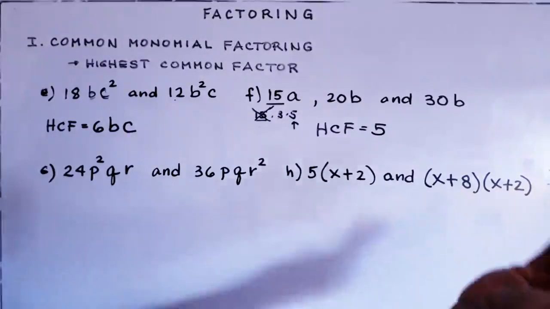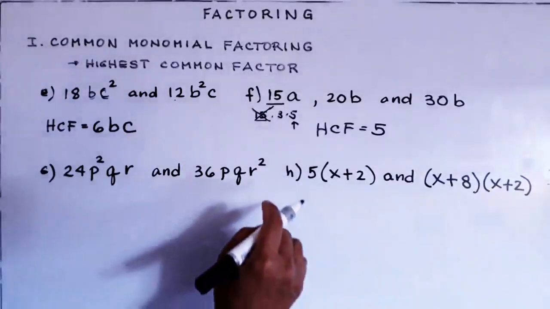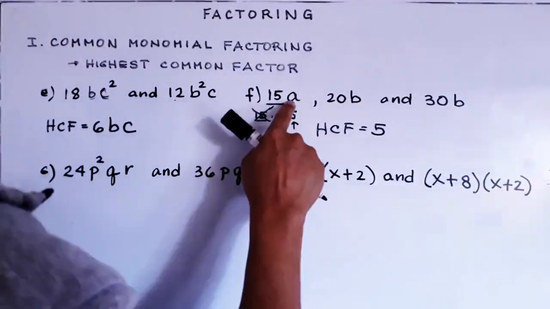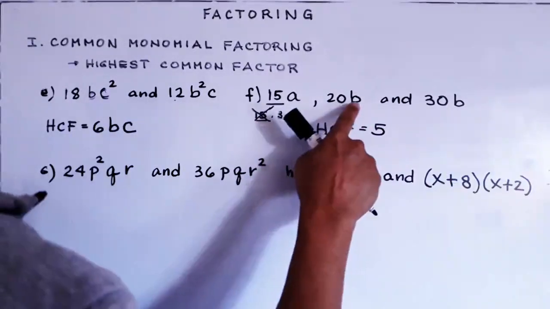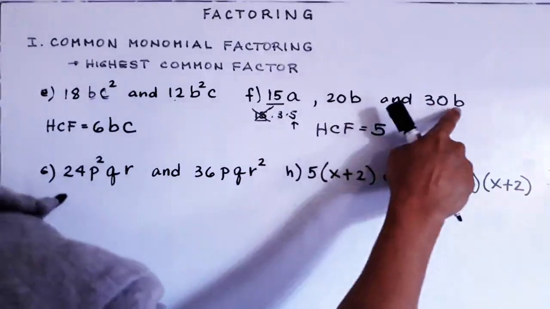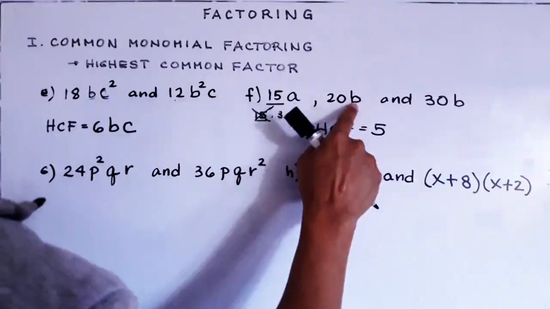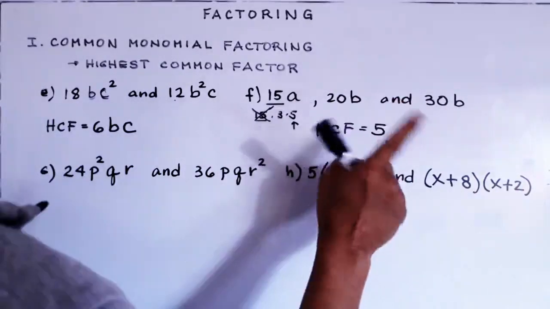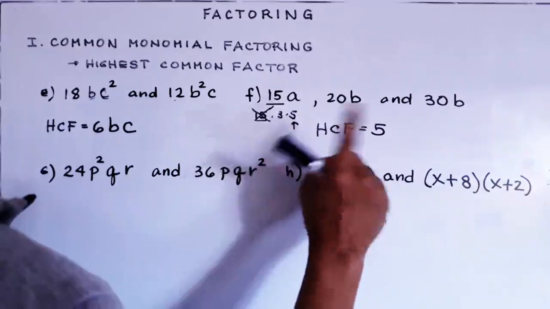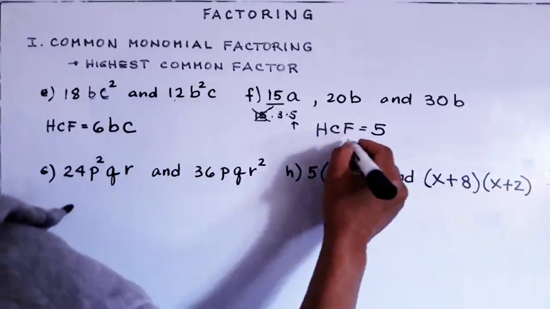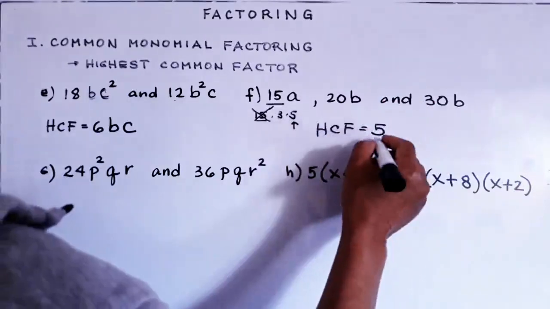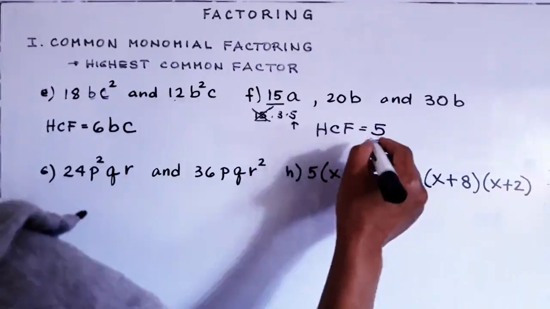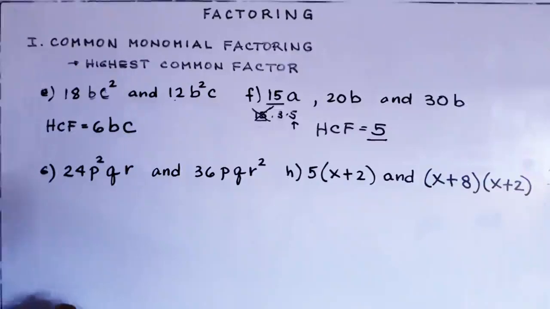Okay, we extract the 5. Let's have the letters. We have an A here. We don't have the A there. We have the B here. We have the B there. But the problem is we don't have the B, so we don't write the B also. So the highest common factor of this trinomial, or 3 terms, is 5 only. That is the highest common factor.